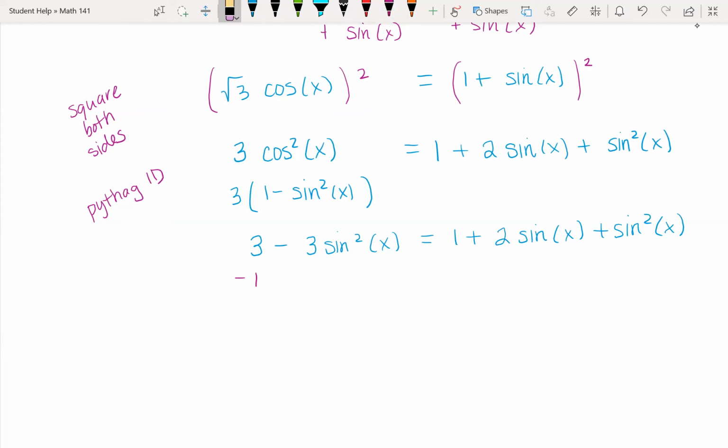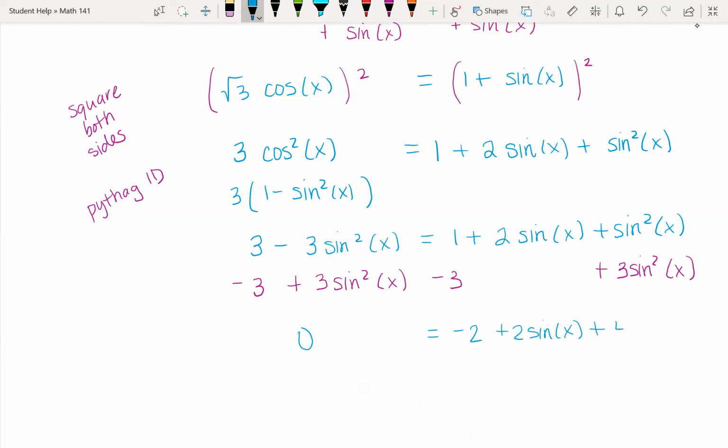No, I was right the first time. Oh my goodness. My husband came and got me all discombobulated. Goodness. Minus 3 plus 3 sine squared x. Okay, better. So we have 0 equals negative 2 plus 2 sine of x plus 4 sine squared of x.